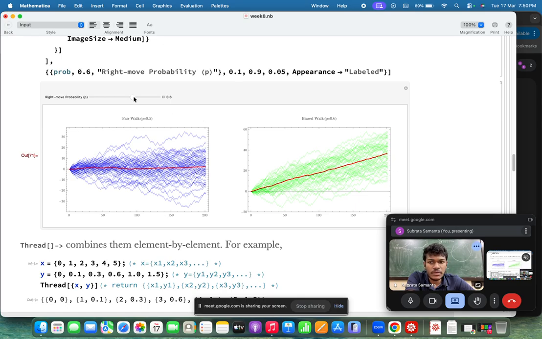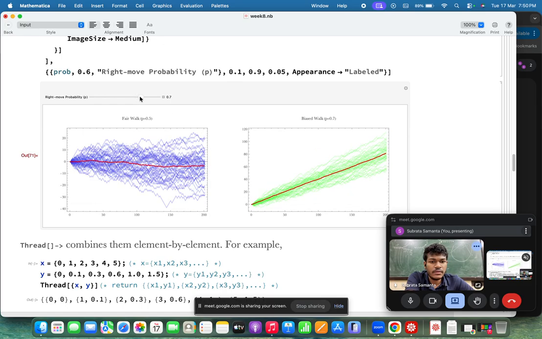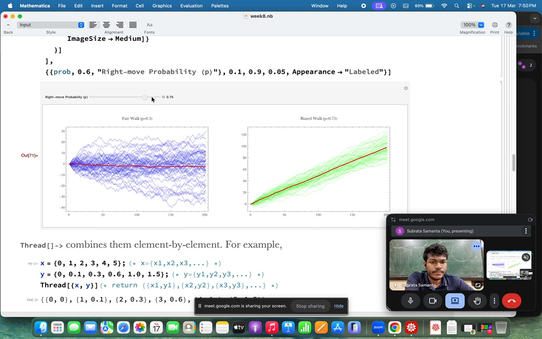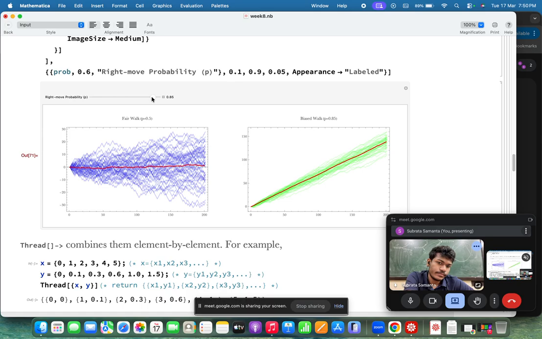Now, if we increase it to, let us say, 0.8, you see the spread, with respect to the origin, increases as time goes on, but your average also increases. The fair path still remains at the origin, but the bias changes once you change the probability.